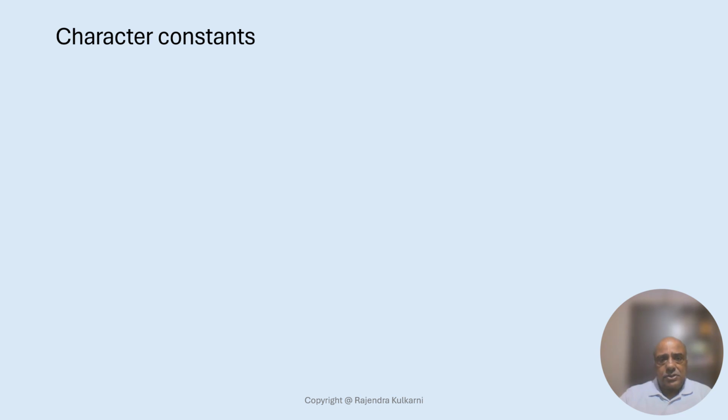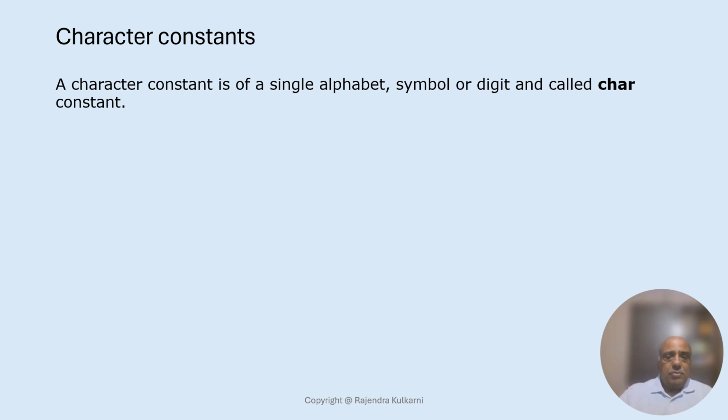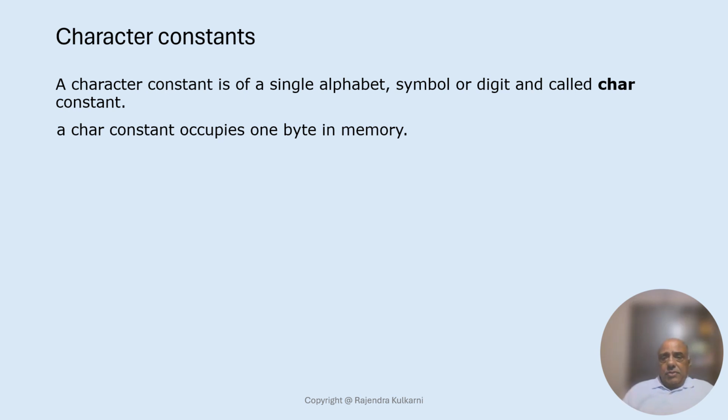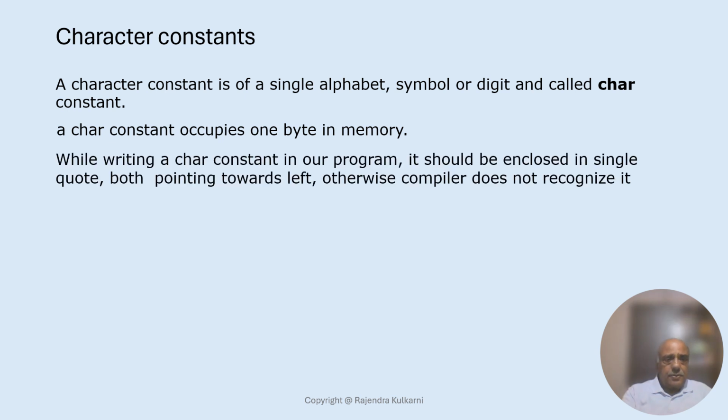The third type of constants that are used is character constants. What are character constants? A single alphabet or a symbol or a digit is called a char constant. Character constants are abbreviated as char constants. Char is a keyword. It occupies only 1 byte in memory. In C, a char constant is allotted only 1 byte in memory. The reason behind it we will know as we proceed further with the presentation.